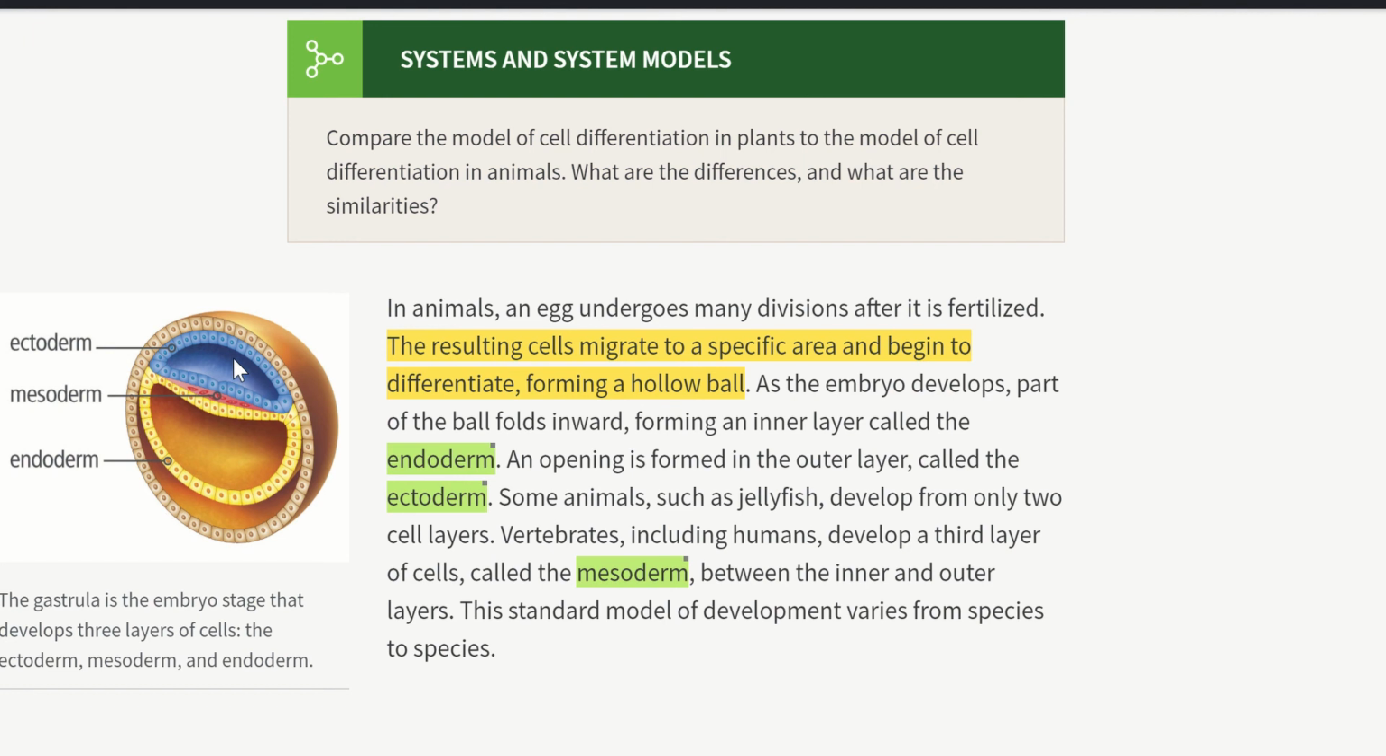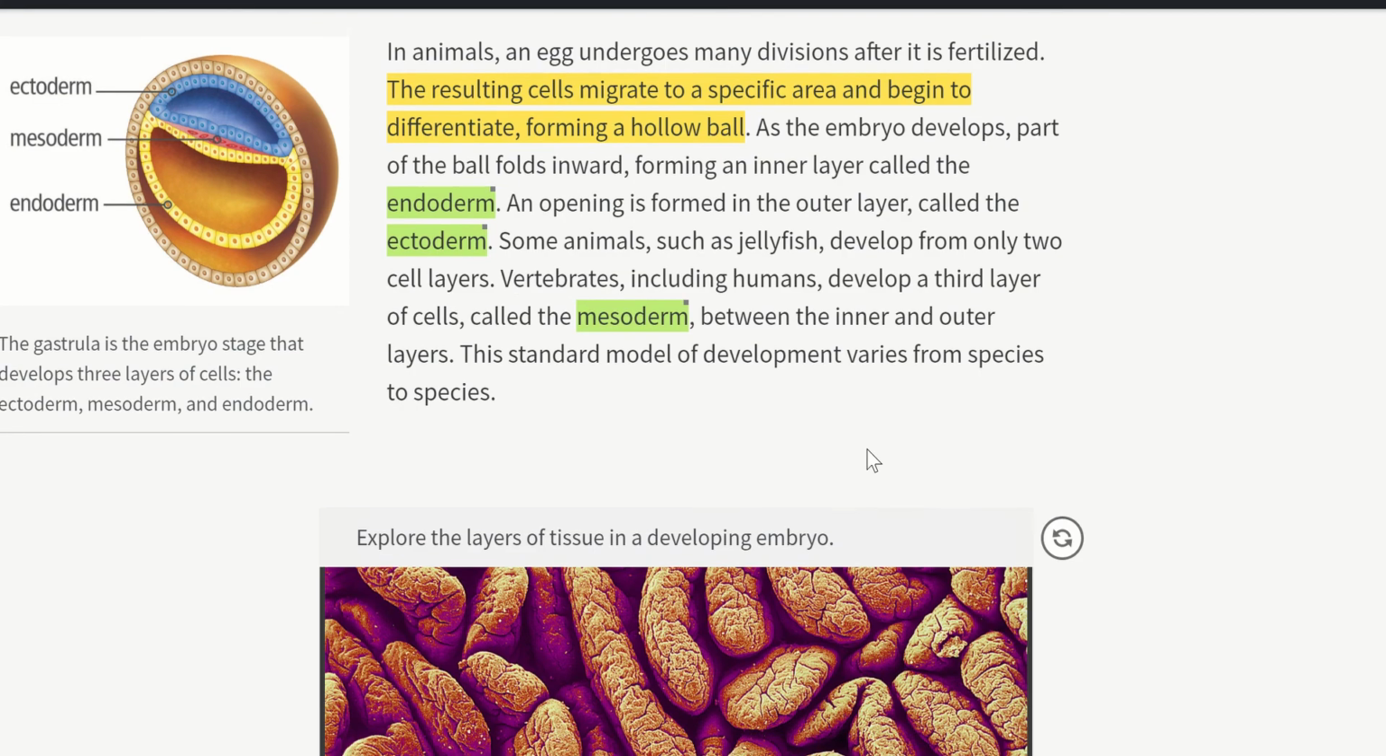It's going to be this little lining between the two. Okay, so that's kind of special to animals as well. So it says right here, animals such as jellyfish are only going to develop the top two, and that's fairly common as well. However, vertebrates, including humans, are going to have this third layer. So anything that's going to have a backbone is going to have this mesoderm layer in there.